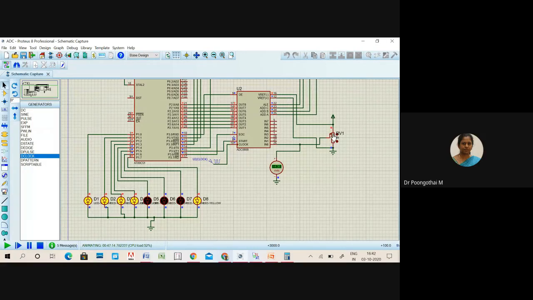4.5. So find out the value of 4.5. So what is the hexadecimal equivalent for this analog value? What is the answer? 4.5 divided by 5 into 256. What is the answer?